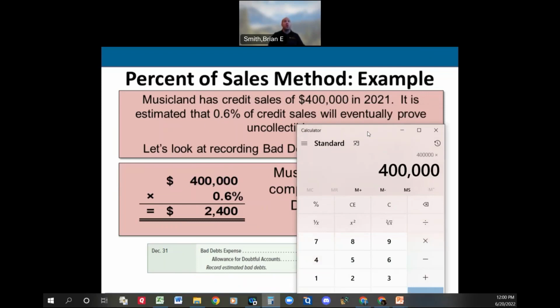Now, we could do 0.6 and then click the percent. But look what it did. It just moved the decimal over twice. That's what you can do. When you see 0.6%, you can enter 0.006. It's the same thing. And then hit enter.